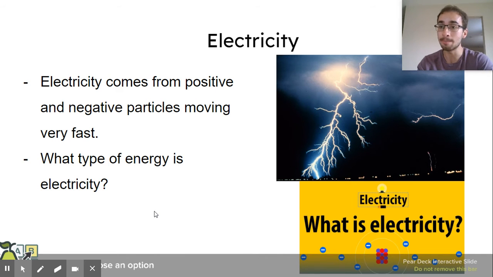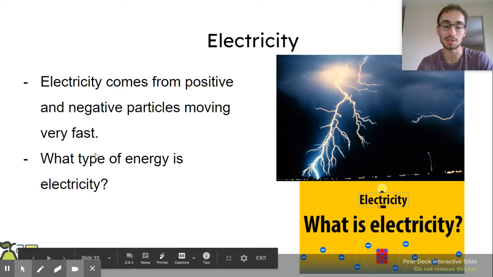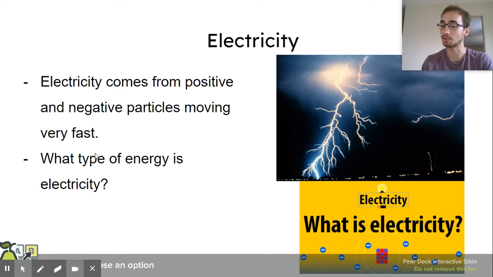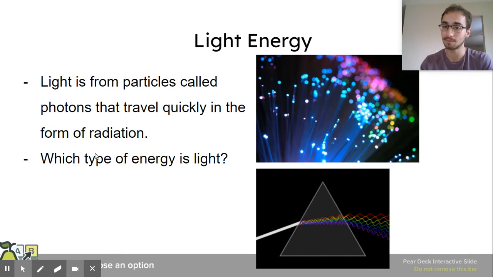Next one, electricity. Electricity is very complicated, but basically, in a nutshell, electricity comes from positive and negative particles moving very fast. Like your phone gets charged by these particles moving around in a circuit. Okay. So what type of energy is electricity? Try and think about it. You should know, since the particles are moving around, it's kinetic.